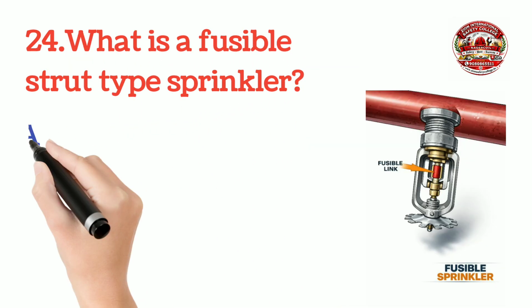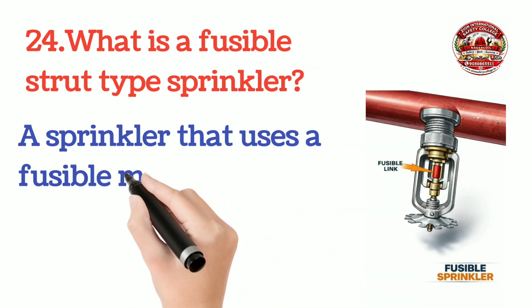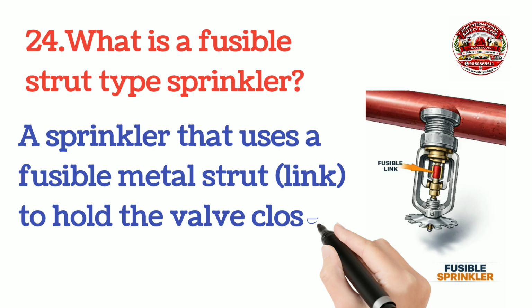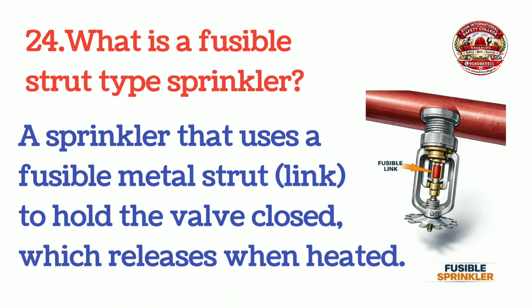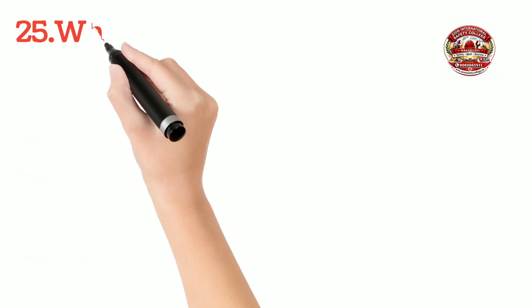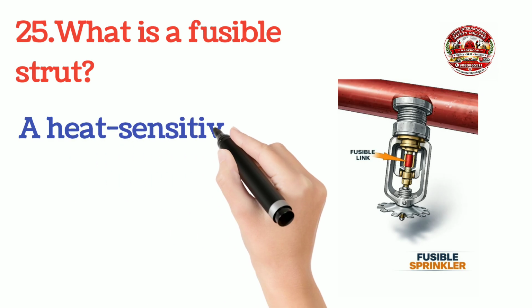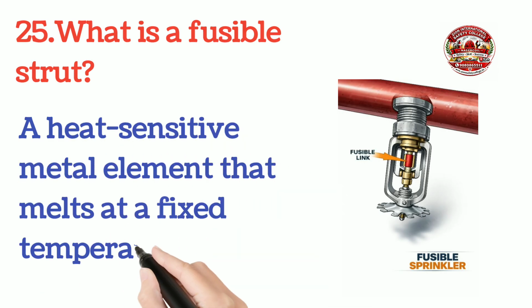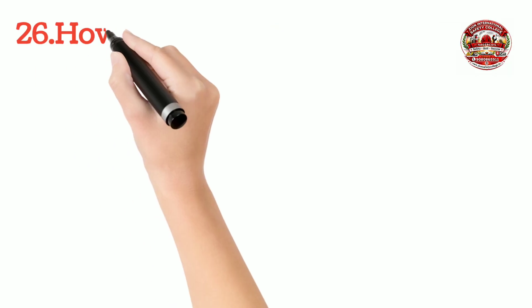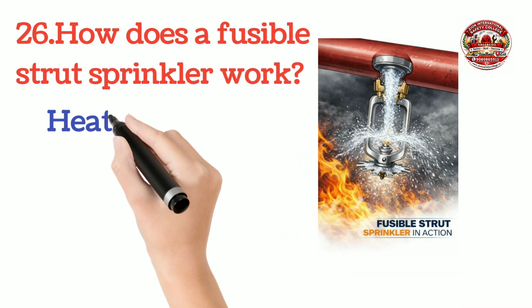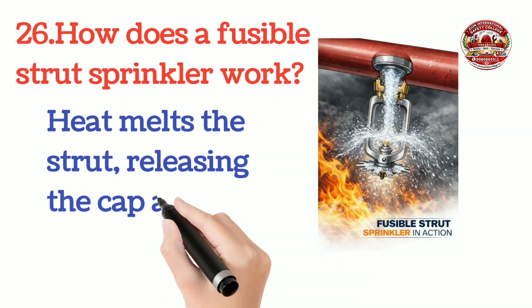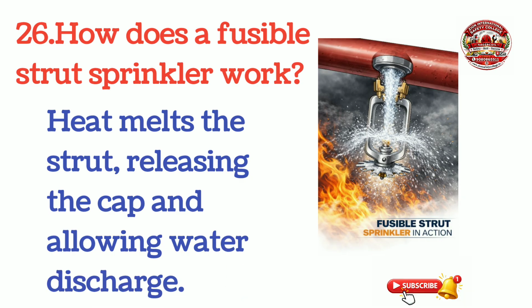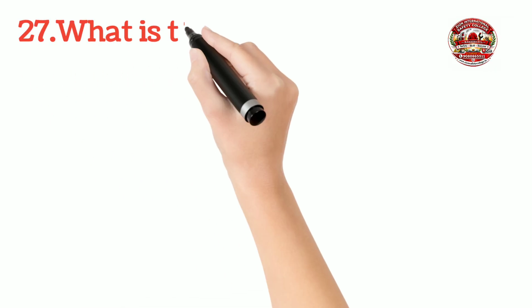What is a fusible strut type sprinkler? A sprinkler that uses a fusible metal strut, link, to hold the valve closed, which releases when heated. What is a fusible strut? A heat-sensitive metal element that melts at a fixed temperature. How does a fusible strut sprinkler work? Heat melts the strut, releasing the cap and allowing water discharge.